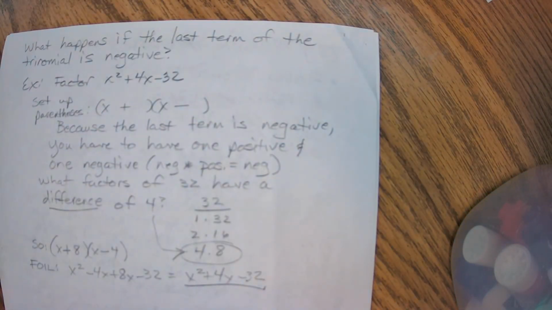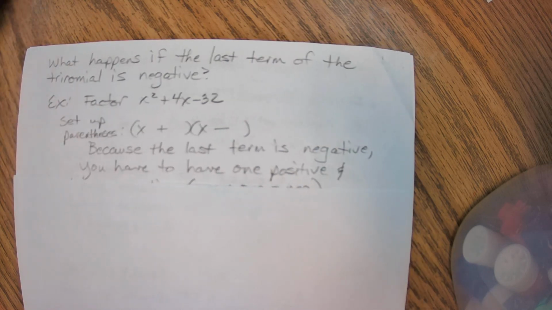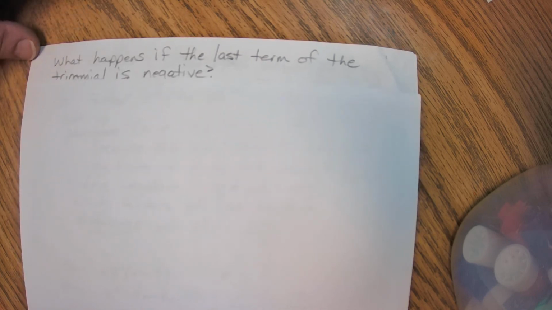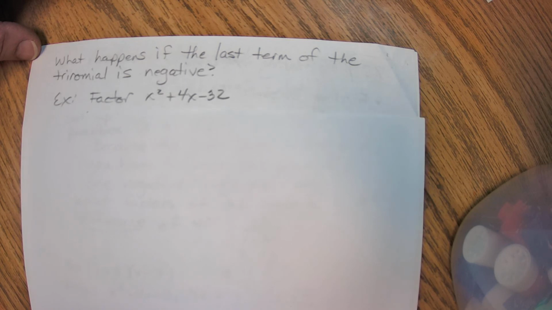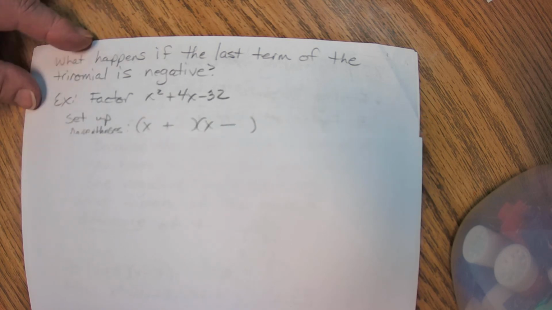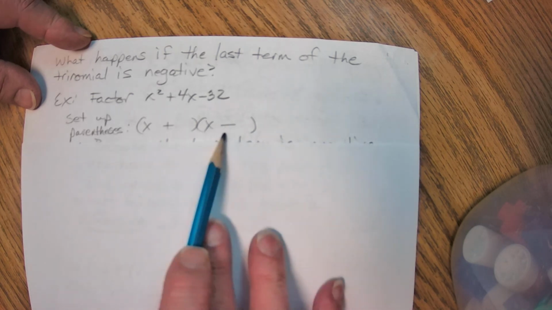We're going to take a lot of time to practice this kind of factoring because, like I said, it's the most important part of the whole second semester. If you don't get factoring down, everything we do after this is going to be really, really difficult. So we're going to do our best to get through this. So what happens if the last term of the trinomial is negative, like this one? Well, that means that I'm going to have a plus and a minus. So you're going to set up your parentheses first.